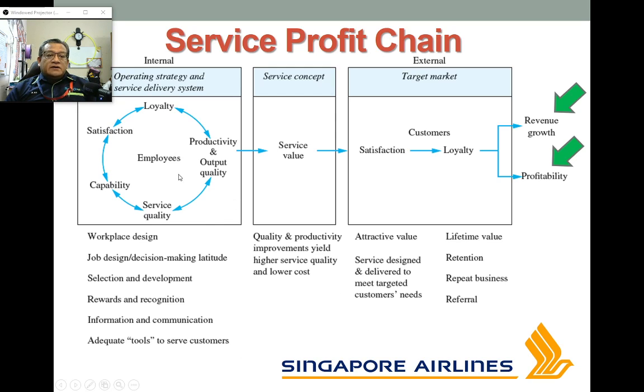So for internally to have the good operating strategy and service delivery, they must have the good workplace design. They must have reward and recognition. They must have excellent IT or ICT technology in place to support efficient work or efficient performance. And this will lead to, of course, higher service quality. And in the long term perspective, it will lower the overall service delivery costs. And this provides value to customers.